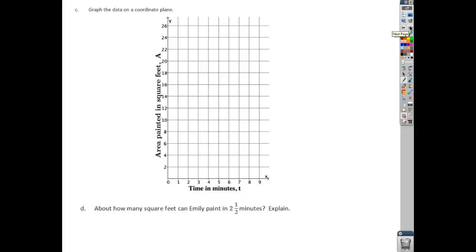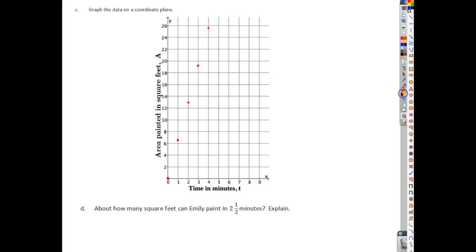So let's go ahead and graph this. After 0 time, we had 0 square feet, and at 1 we had 6.4, so that's about there. And then after 2 minutes it was 12.8, which is almost 13, not quite, so about there. And then after 3 minutes it's 19.2, so a little over 19 is halfway there. And then finally 4 minutes is going to be 25.6, so that's a little bit less than that.